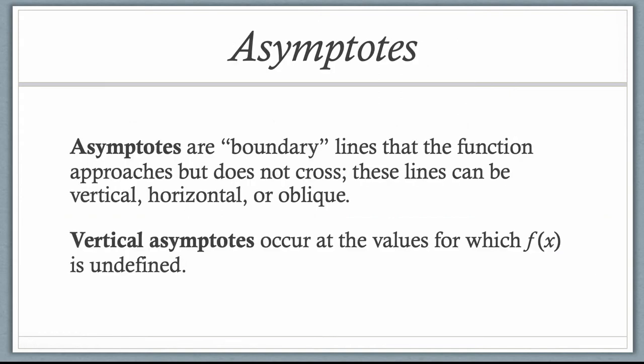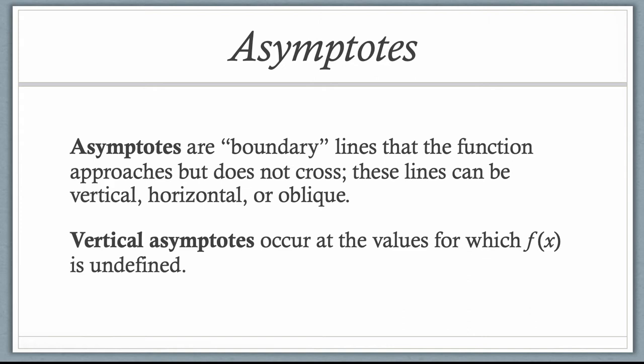The next topic that we're going to talk about in this lesson is asymptotes. Asymptotes are just boundary lines that the function approaches, but doesn't cross. And these lines can be vertical, horizontal, or oblique, meaning that they're slanted. In this particular lesson, we're going to stick just to vertical and horizontal asymptotes for rational functions.